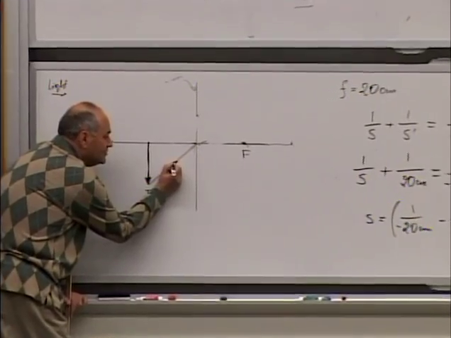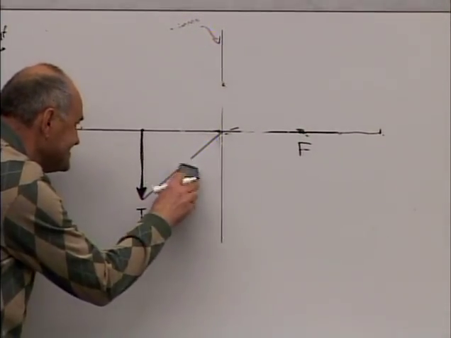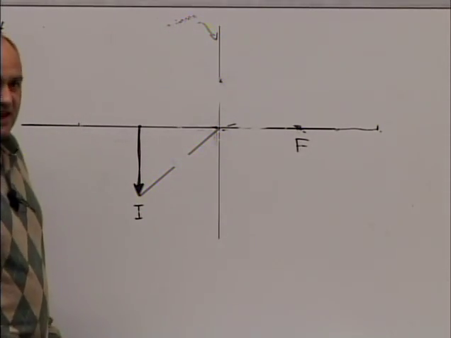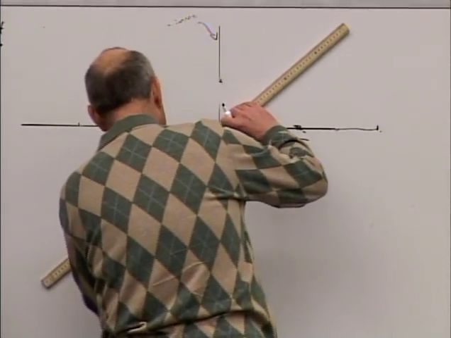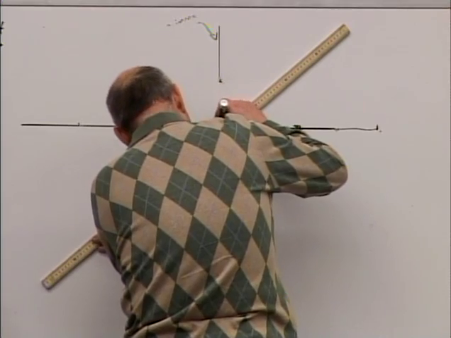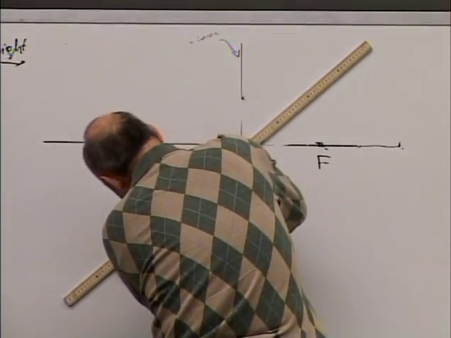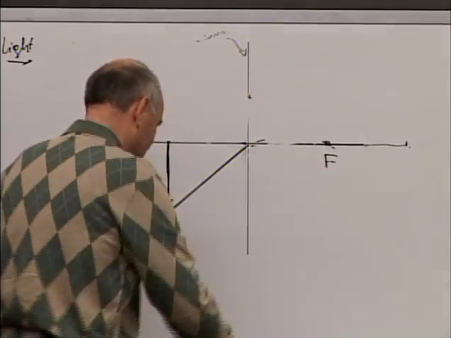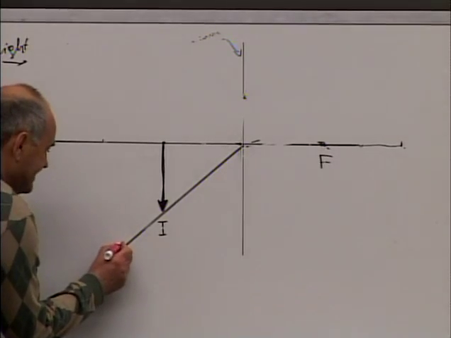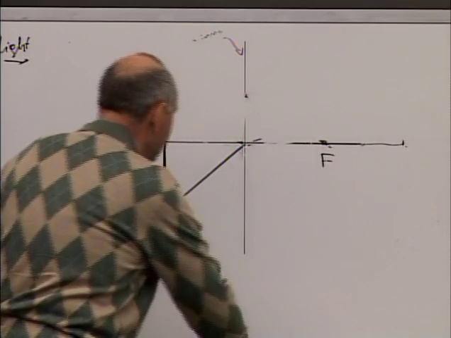Should I mark it this way? No. Very good. Should this line be continuous, however? Yes, it should be. This is the line along which light does travel. However, it travels away from the mirror. So this is the image ray traveling away.